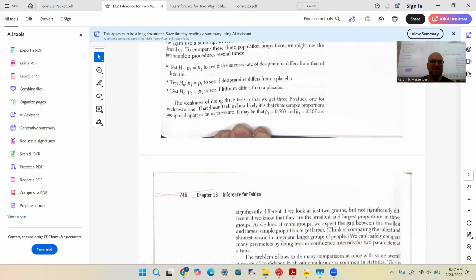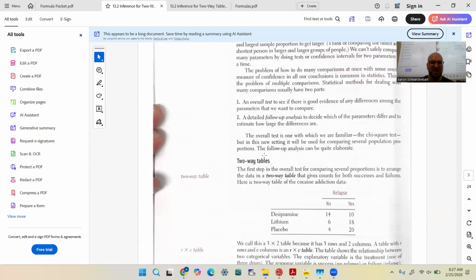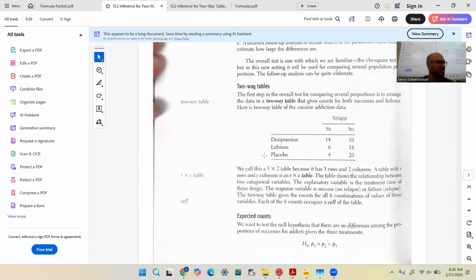So what we're interested in comparing is if the success rates are different. Desipramine is an antidepressant drug. This is my two-way table. So we had 24 in each. We split it then into relapse or not relapse, or yes, no. So my marginals here would be 10, 28, 48, 24. And if you add them up, you get 72 either way. That's an important thing.